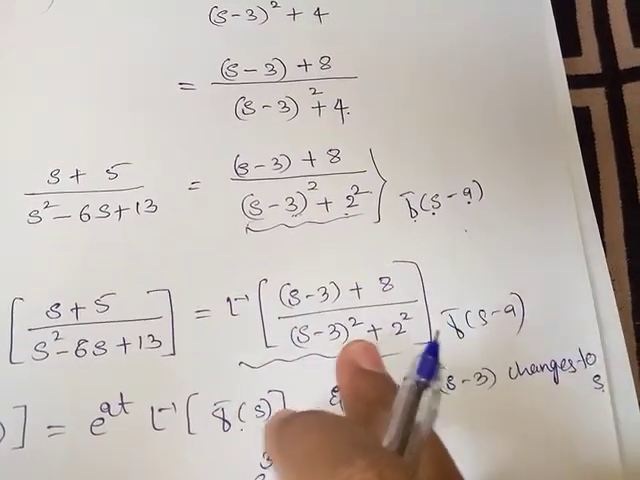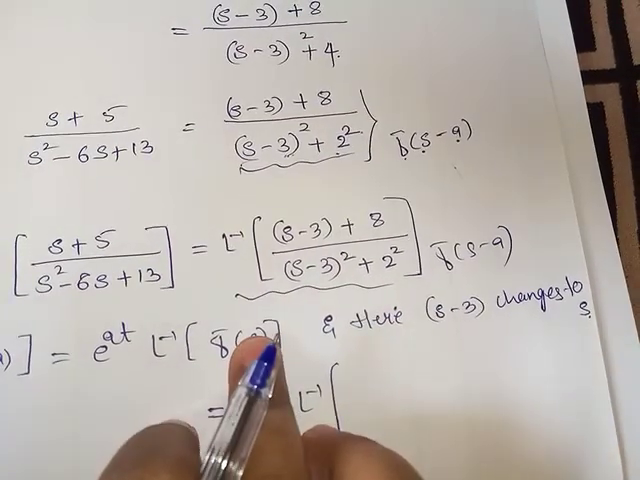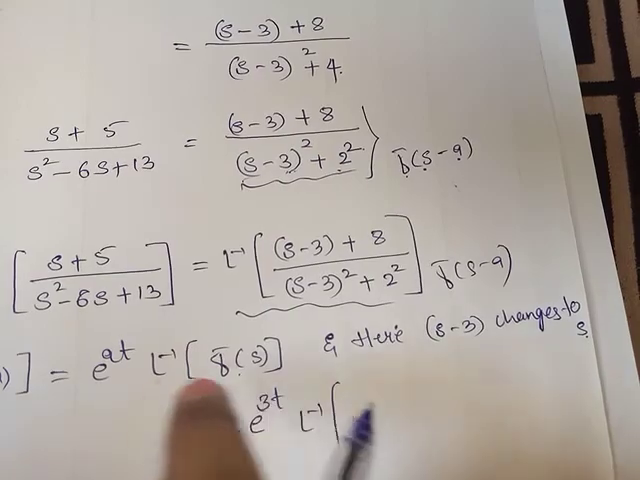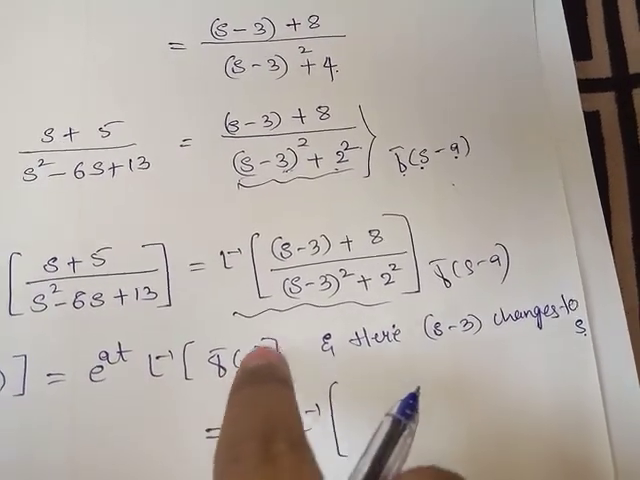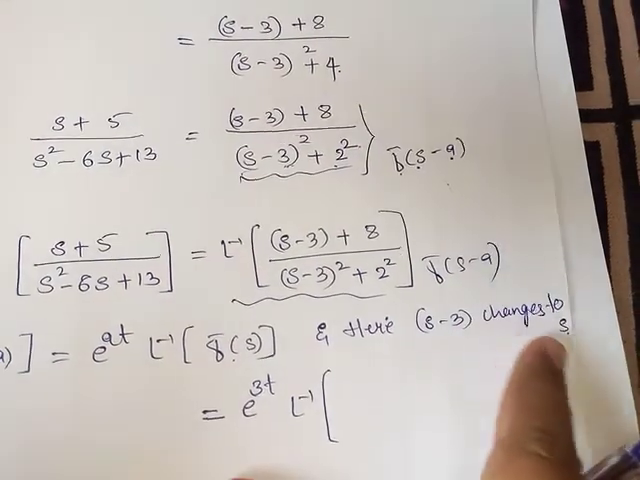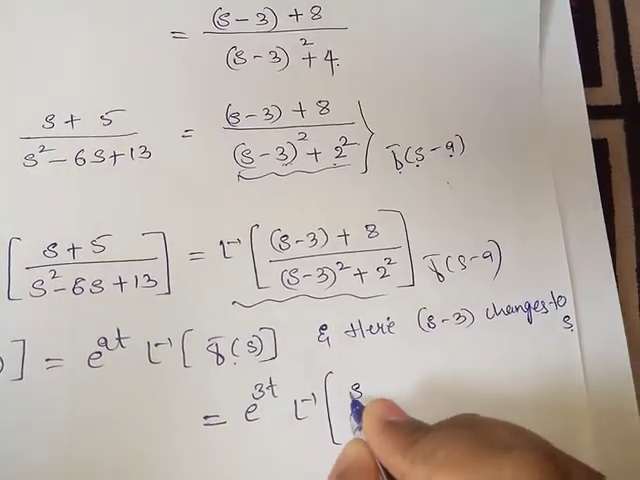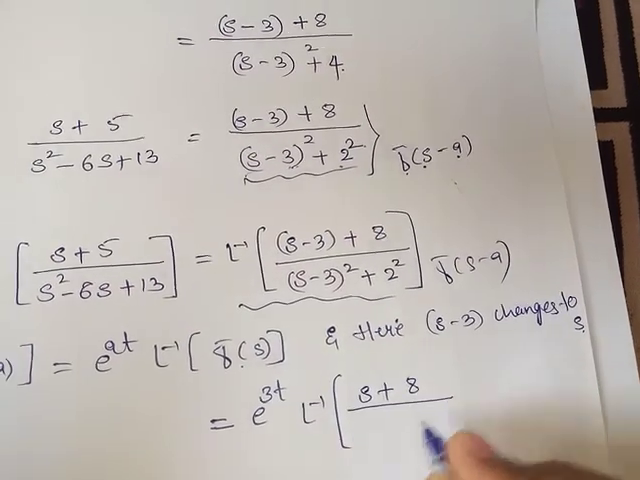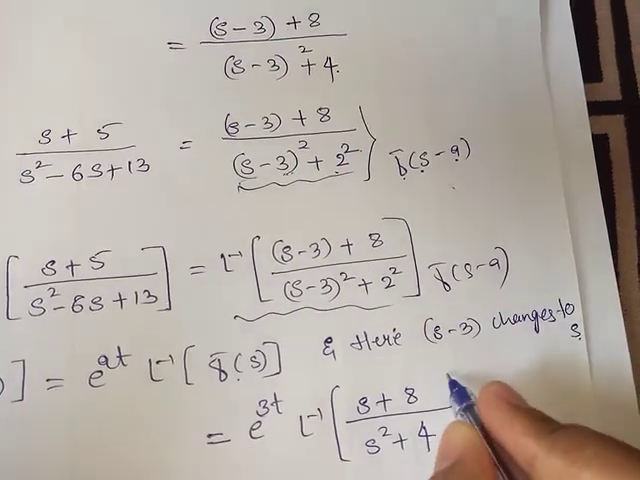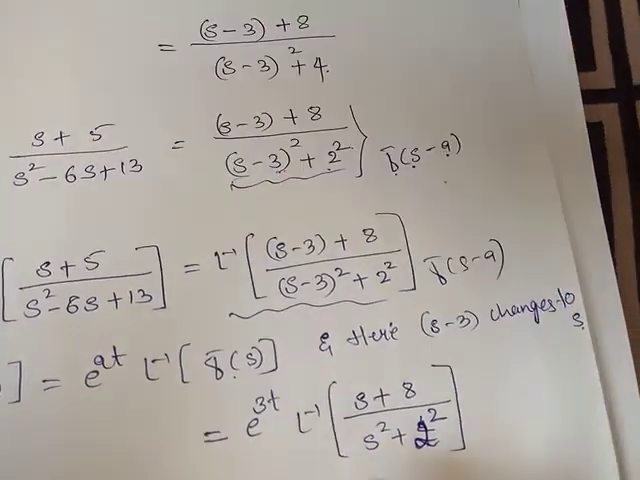L inverse of f bar of s minus a is e raised to at into L inverse of f bar of s. Here I am writing e raised to 3t, because a value is 3 here, and f bar of s means we are taking only the s term, so s minus 3 changes to s. So it is s plus 8 divided by s square plus 4, or 2 square. You can write 2 square or 4.